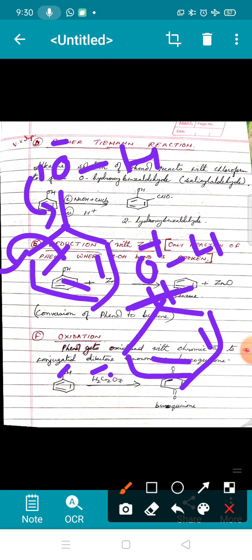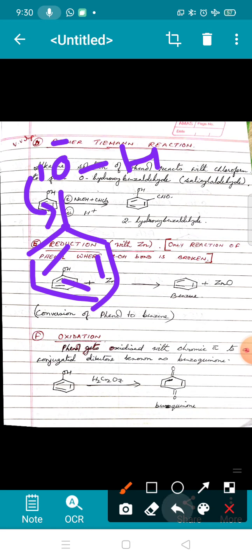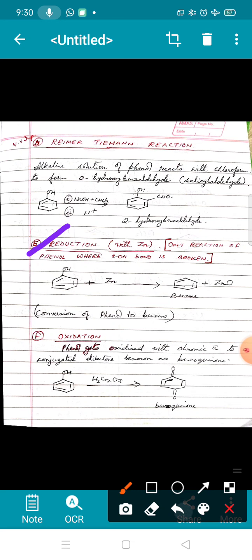So we will not find any reaction involving cleavage of the C-OH bond, whereas we have done so many reactions under this heading in the alcohol chapter. The only reaction we will be doing is the reaction with zinc. When phenol reacts with zinc, it gets converted to benzene. So it is important in terms of conversion also. Remember, it's commercial zinc, not pure zinc, and zinc oxide is formed as a byproduct. Since removal of oxygen takes place here, we call the reaction a reduction reaction.